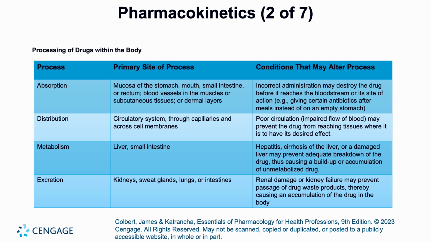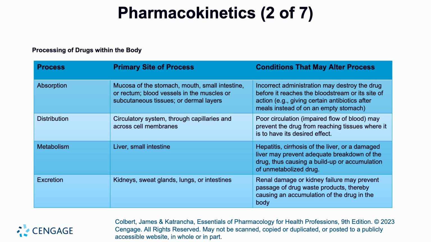The process of distribution, the primary site that this happens is through the circulatory system, capillaries and cell membranes. The medication travels through those and into the body. Some conditions that may alter this process is poor circulation, meaning impaired flow of blood. So the drug won't be able to reach tissues where it's to have its desired effect if there's poor blood flow in that area. For example, maybe someone has very poor blood flow in their feet and legs, and so the painkiller never really makes it to that part of their body and they're still in pain.